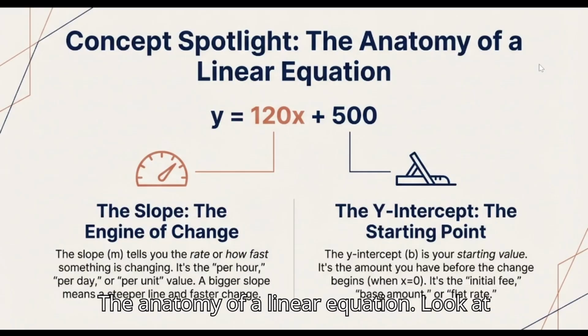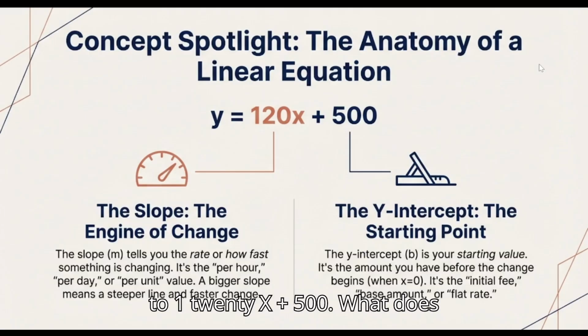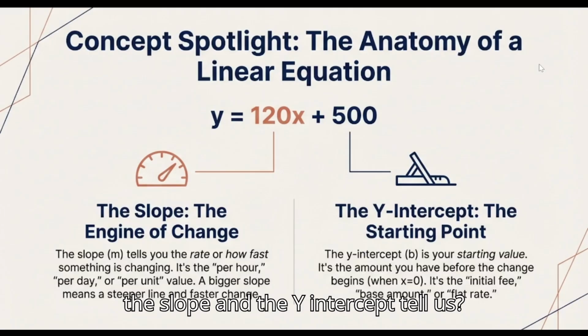The anatomy of a linear equation. Look at the above equation. It is y being equal to 120x plus 500. What do the slope and the y-intercept tell us?